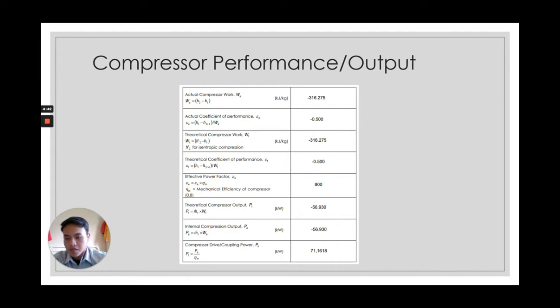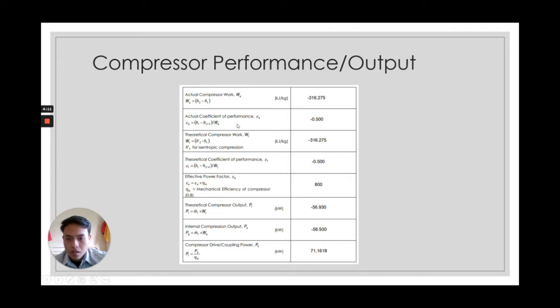Compressor performance output. First, we calculate the actual compressor work. We use this formula. We got the data from the Google Classroom, and then we use the formula to calculate the actual compressor work. We got negative 316.275. Then we use this formula to calculate the actual coefficient of performance, and we got negative 0.5.